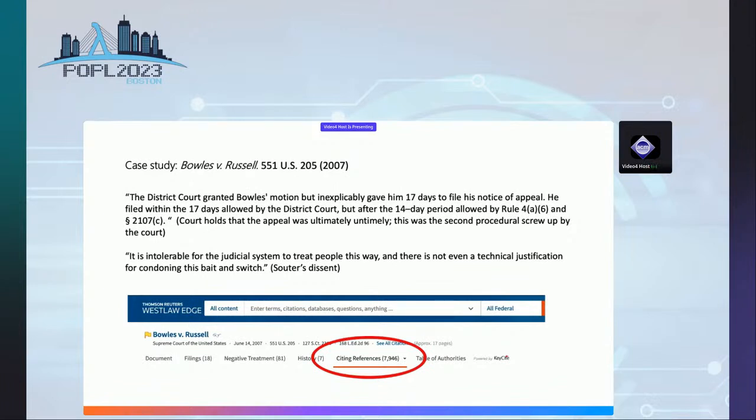So the district court judge wrote down the wrong date on his thing. They filed on the 16th day. The case went up to the Supreme Court, and the Supreme Court said, yeah, that's too bad. You should have double checked.